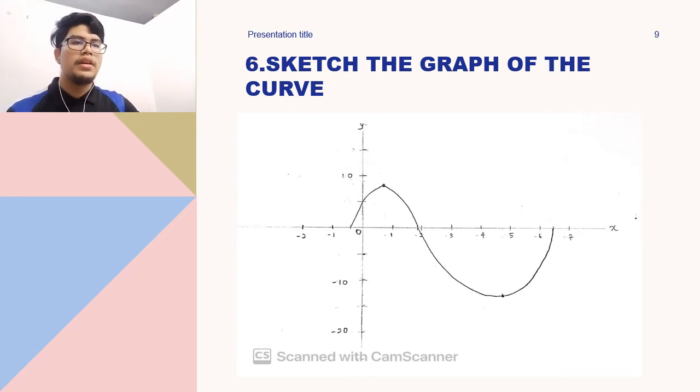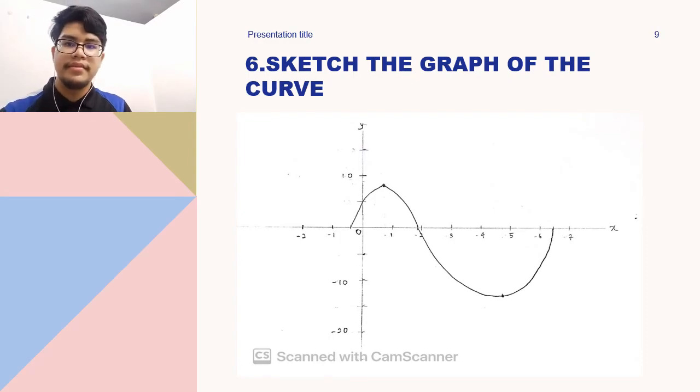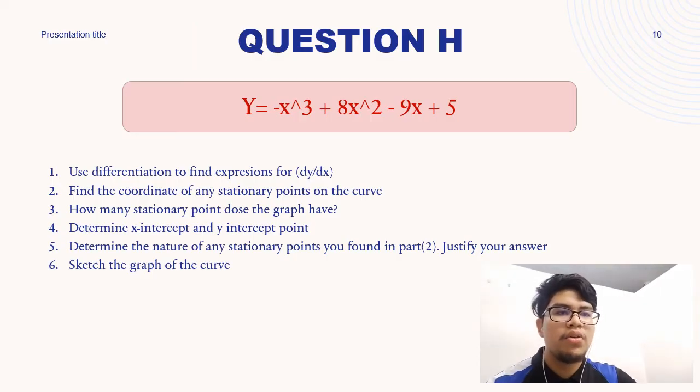Now we look at the graph of the curve. This is what we get when the maximum stationary point is at 0.64, while the minimum is at 4.69. Now I will continue with question H. The question is y equals negative x³ plus 8x² minus 9x plus 5.